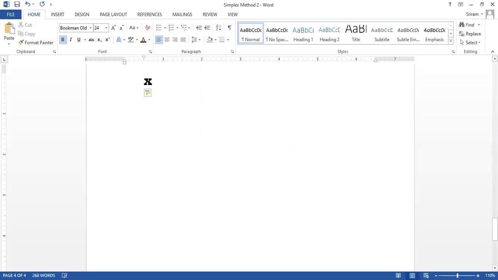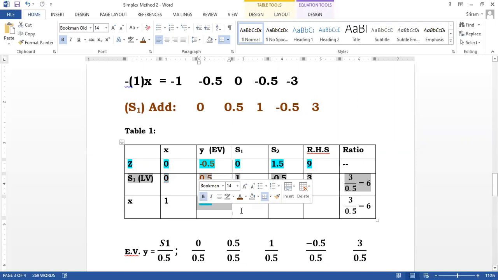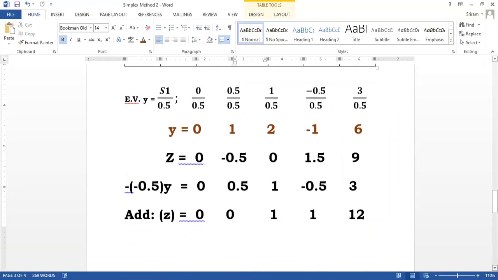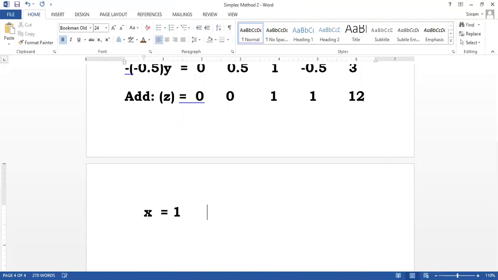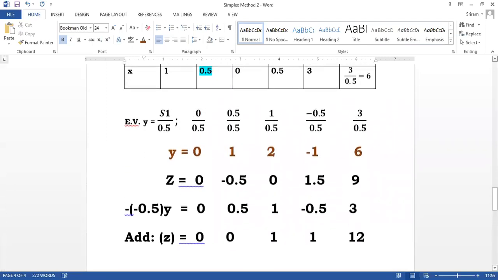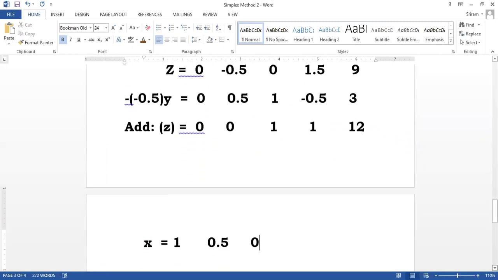How to find the value of X? Again, the same idea. I am going to take the values of X in the table. What is the value here? 1, 0.5, 0 and 0.5, 3. The next one 0.5, 3.